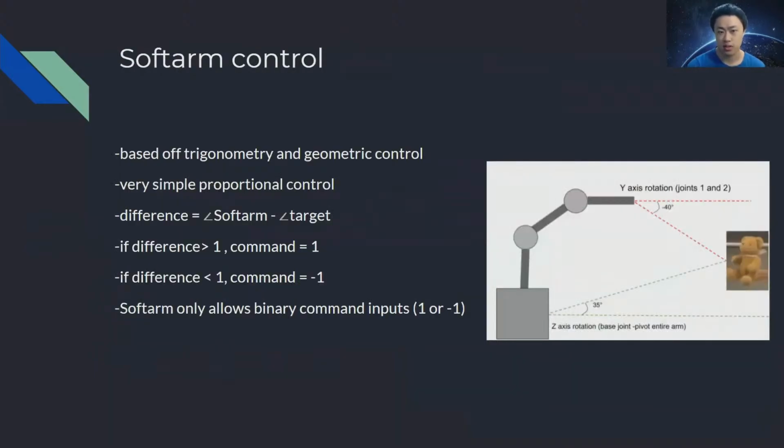Soft arm control is very simple. It simply uses proportional control to calculate the angle of the target object and the angle of the arm. It finds the difference, and based on that, it sends a command of 1 or -1, or if it's already pointing at it, 0. This is because the soft arm air pumps can only be turned on and off. There's no fine grain control anyway. So this is quite a simple system.